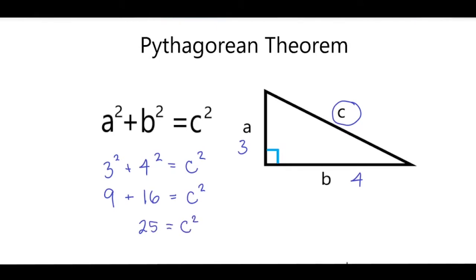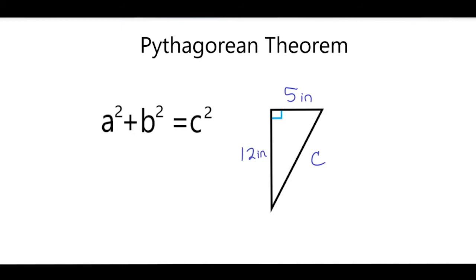So now what I need to do is I will take the square root of both sides. And what's the square root of 25? Well, the square root of 25 is 5, so C equals 5. So the length of our hypotenuse is 5.